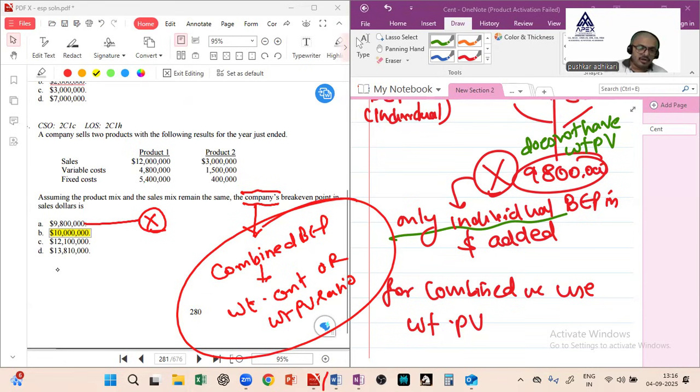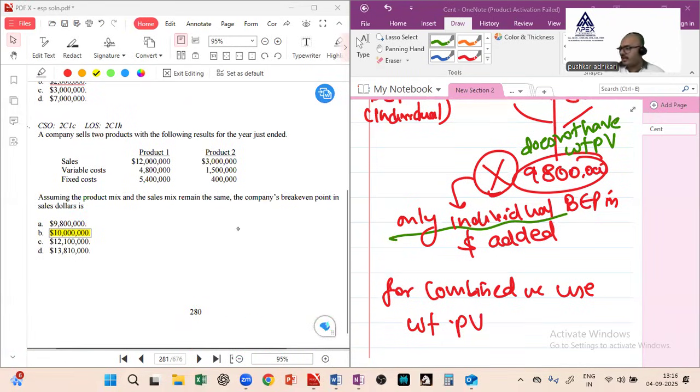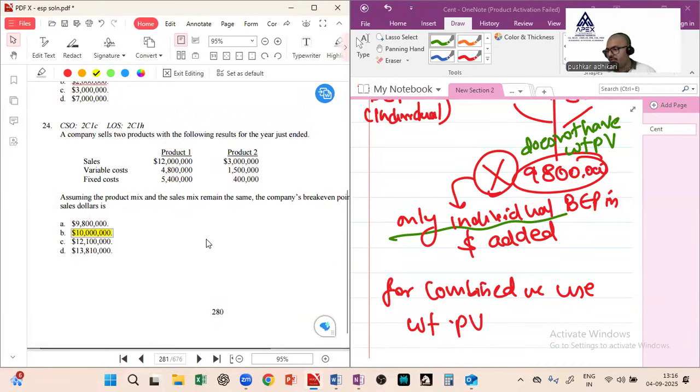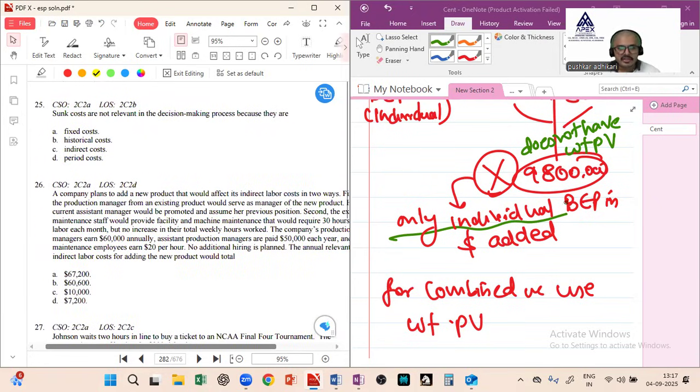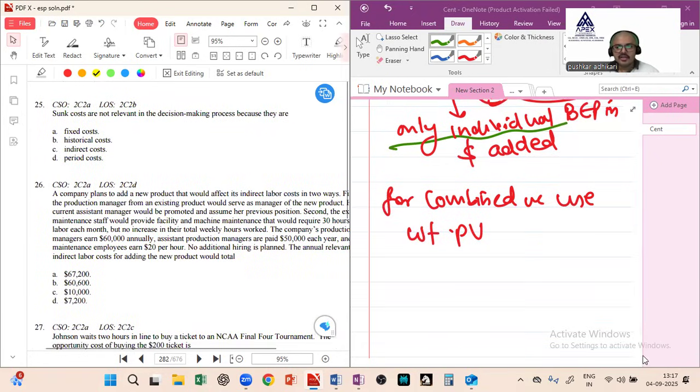Right? So some of the options here make a lot of sense. We are going to the depths and discussing them. This was your question number 24. I jump to question number 25. Now let's pay attention. Question number 25 is a theory question. Theory questions are very, very important.